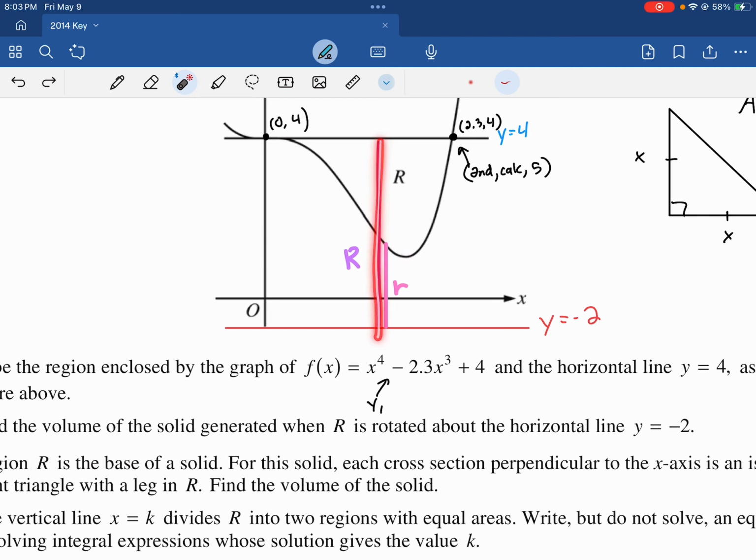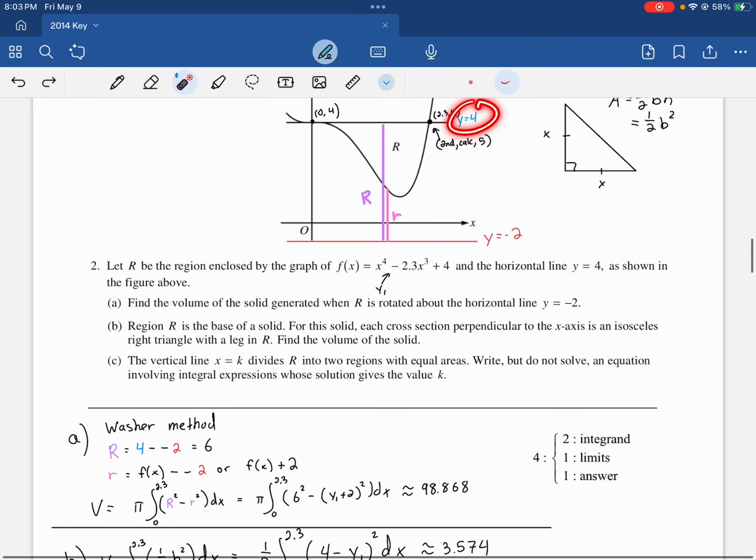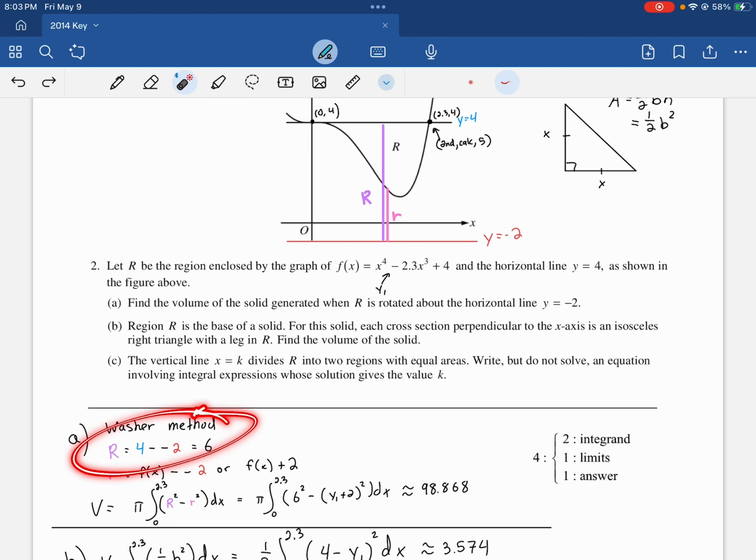Big R, when in doubt, you can write it as top minus bottom, the top being 4, the bottom being -2. And if you see here at the bottom, that comes out to a big radius of 6. My little radius is again top minus bottom, the top being f of x, the bottom being -2. And when I do f of x minus a -2, it's going to be f of x plus 2.